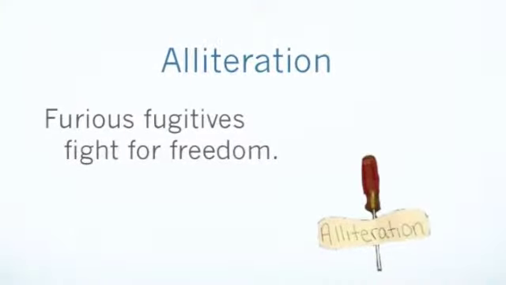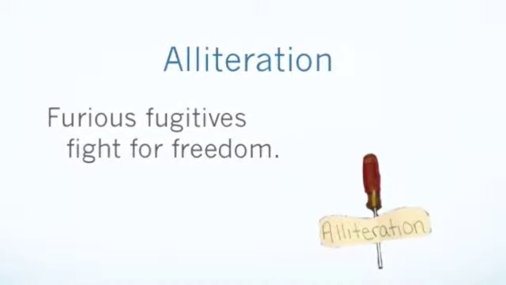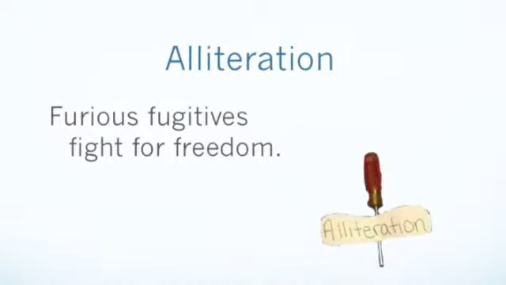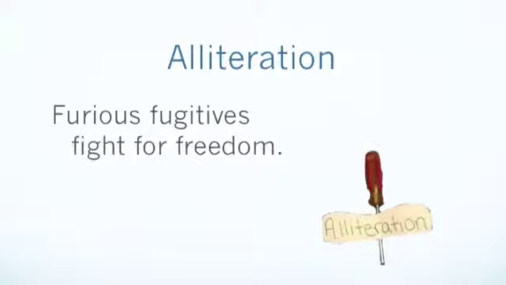Alliteration is a kind of repetition in which the beginning consonant sounds in two or more neighboring words are repeated. The repeated F sounds at the beginning of each word emphasize the rhythm and meaning of the statement.